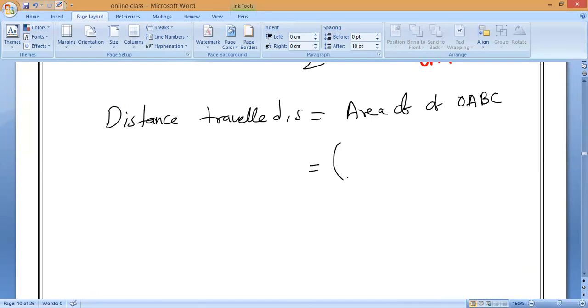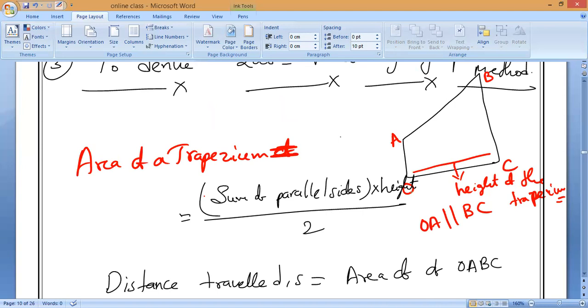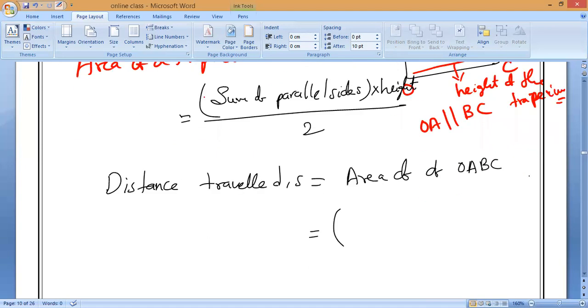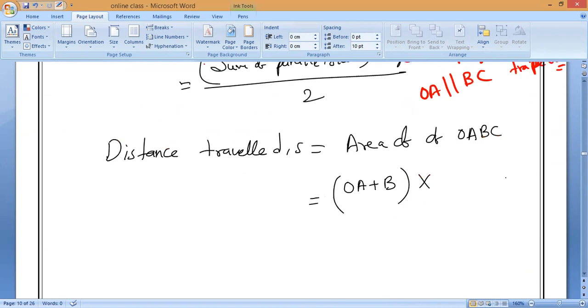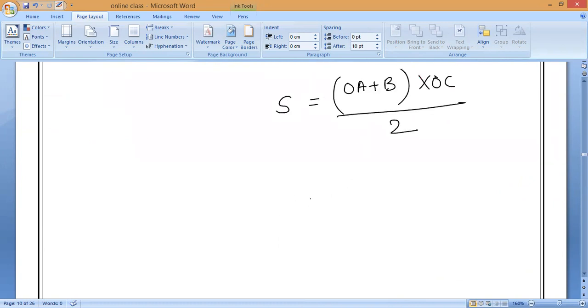Sum of the parallel sides. What is the sum of the parallel sides here? OA plus BC. Understand, everyone? OA plus BC into height. What is the height, guys? Height of the trapezium, OC. Clear, everybody? OC divided by 2. That is what S is equal to. So, S is equal to this one. Any doubt? No, sir.